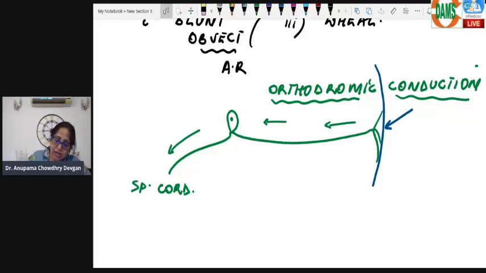What is the neurotransmitter? Like I said, this is the C fiber. The neurotransmitter which is released over here in the spinal cord is substance P.